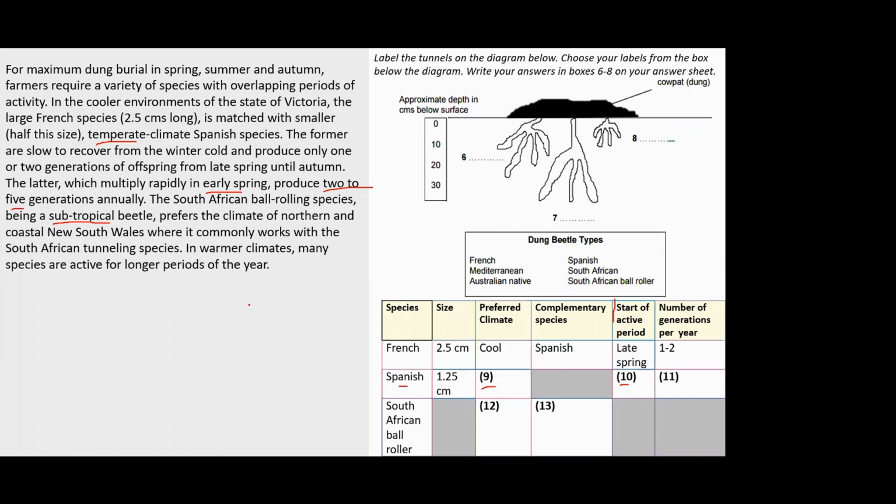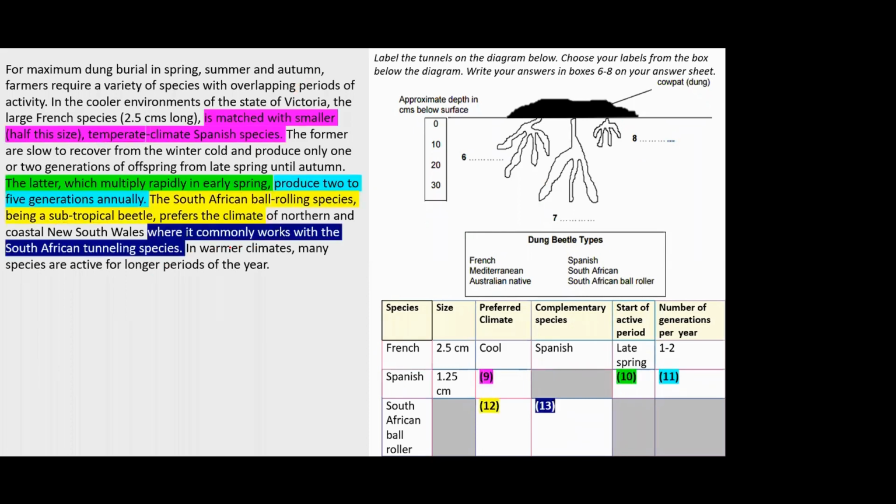And then 13. Am I allowed? How many words can I write? That's a good question. I didn't include those instructions. So let's assume you could write up to 3 words, because that would be the maximum. Northern and coastal New South Wales. So that will be the answer. Complementary species, or I can write New South Wales.